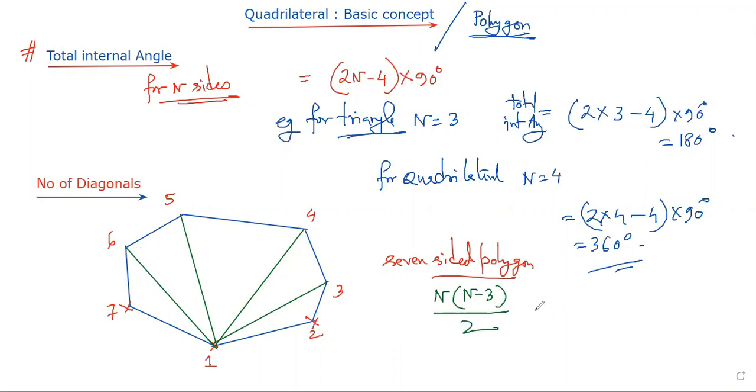So for the 7-sided polygon, what will I do? Example wise, 7 into 7 minus 3 by 2. That is 7 into 4 by 2, which is 14. 14 diagonals in total I'll be able to get there. So number of diagonals and total internal angle, these are two important concepts which are applicable in quadrilateral as well as polygon.